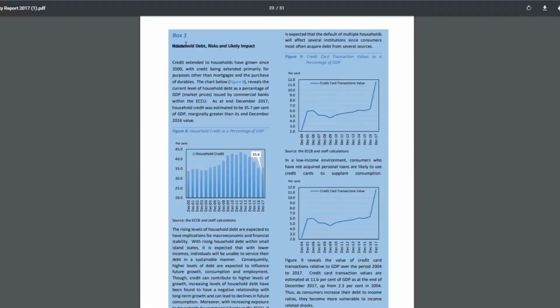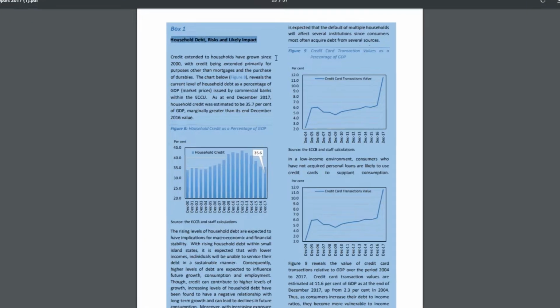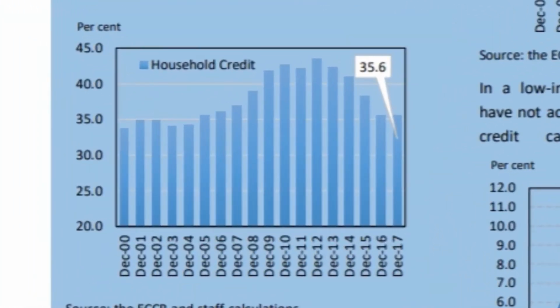What has been the trend with respect to household debt in the ECCU, let's say for the past 5 years? Immediately past the crisis, there was a drop in household indebtedness, and it has picked up in the last 3 or so years, in terms of growth, in terms of the acquisition of debt by households.